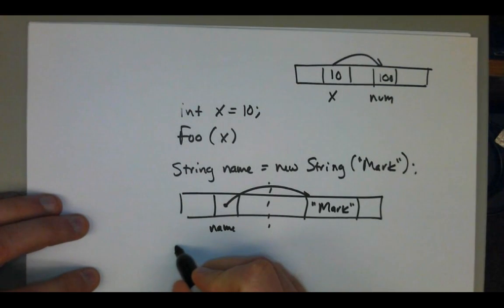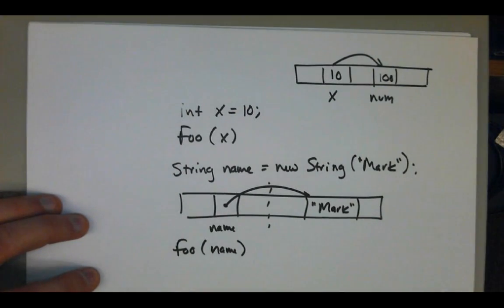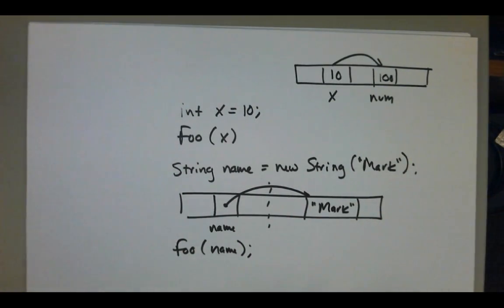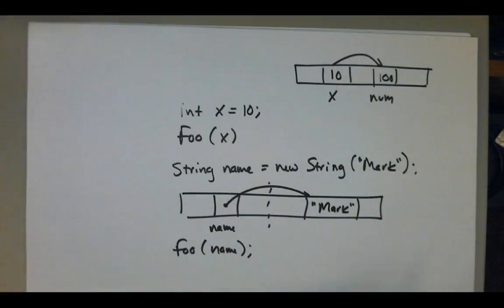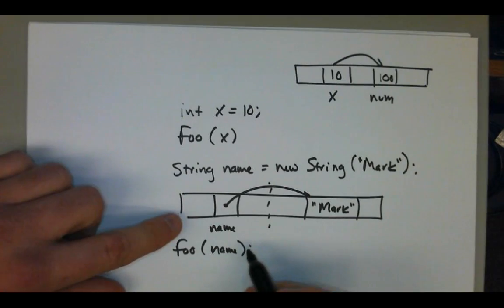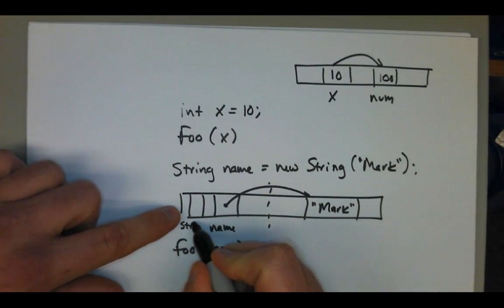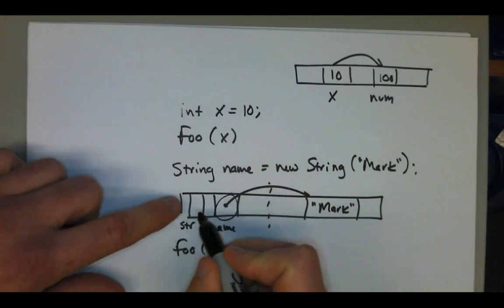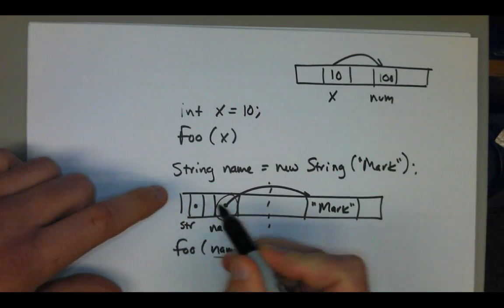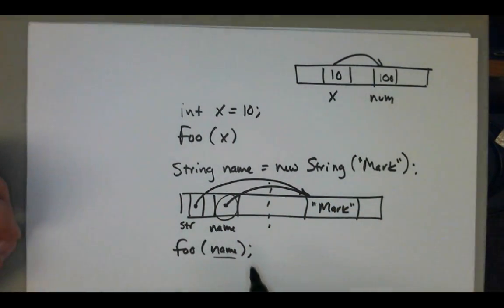Now, if I were to call the foo method that takes a string, remember there the argument was called str. So name is a reference. Because we have pass by value, what we're going to do is copy name, which really just holds an address, and store it inside the parameter called str. But it's just an address. So now basically what we have is two references pointing to the same chunk of memory.